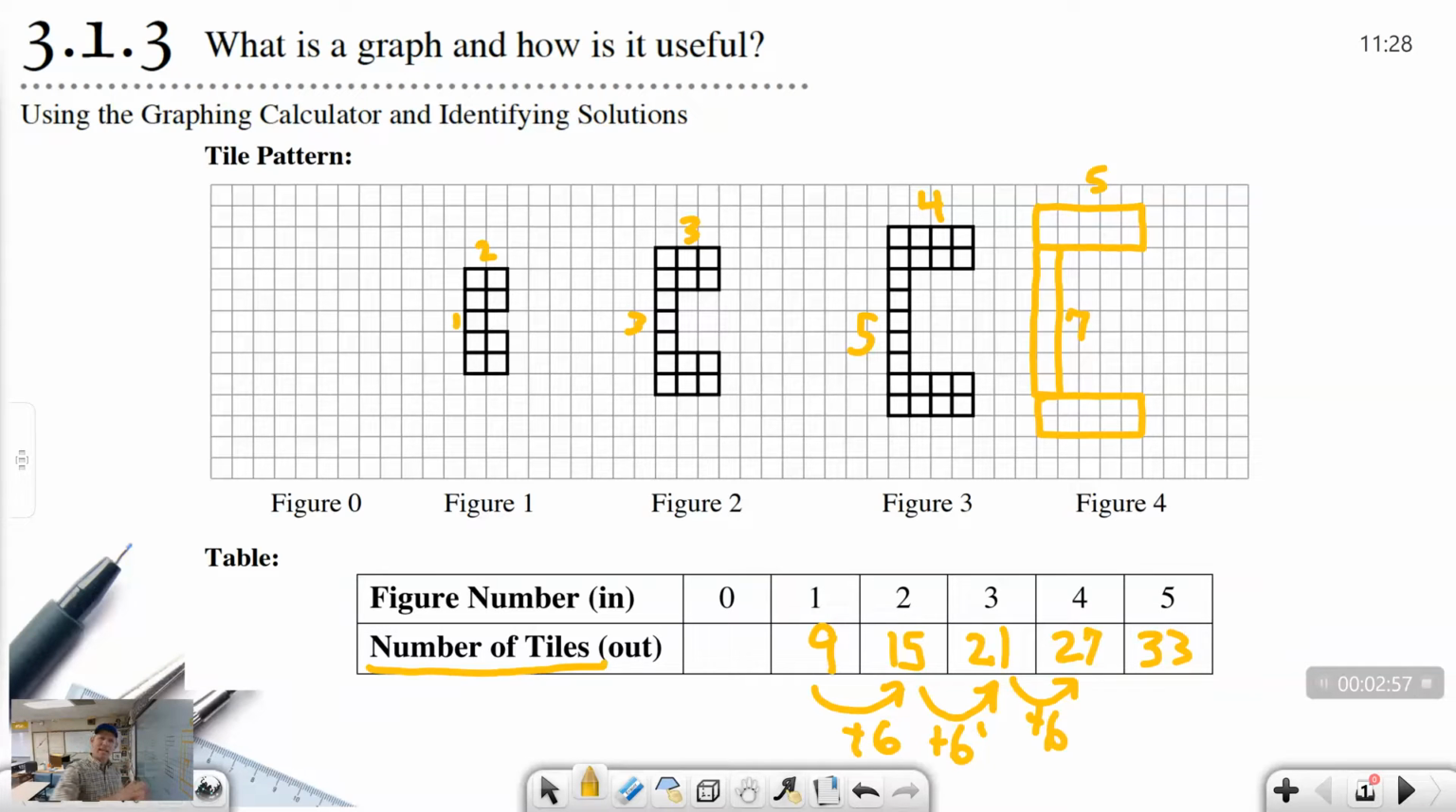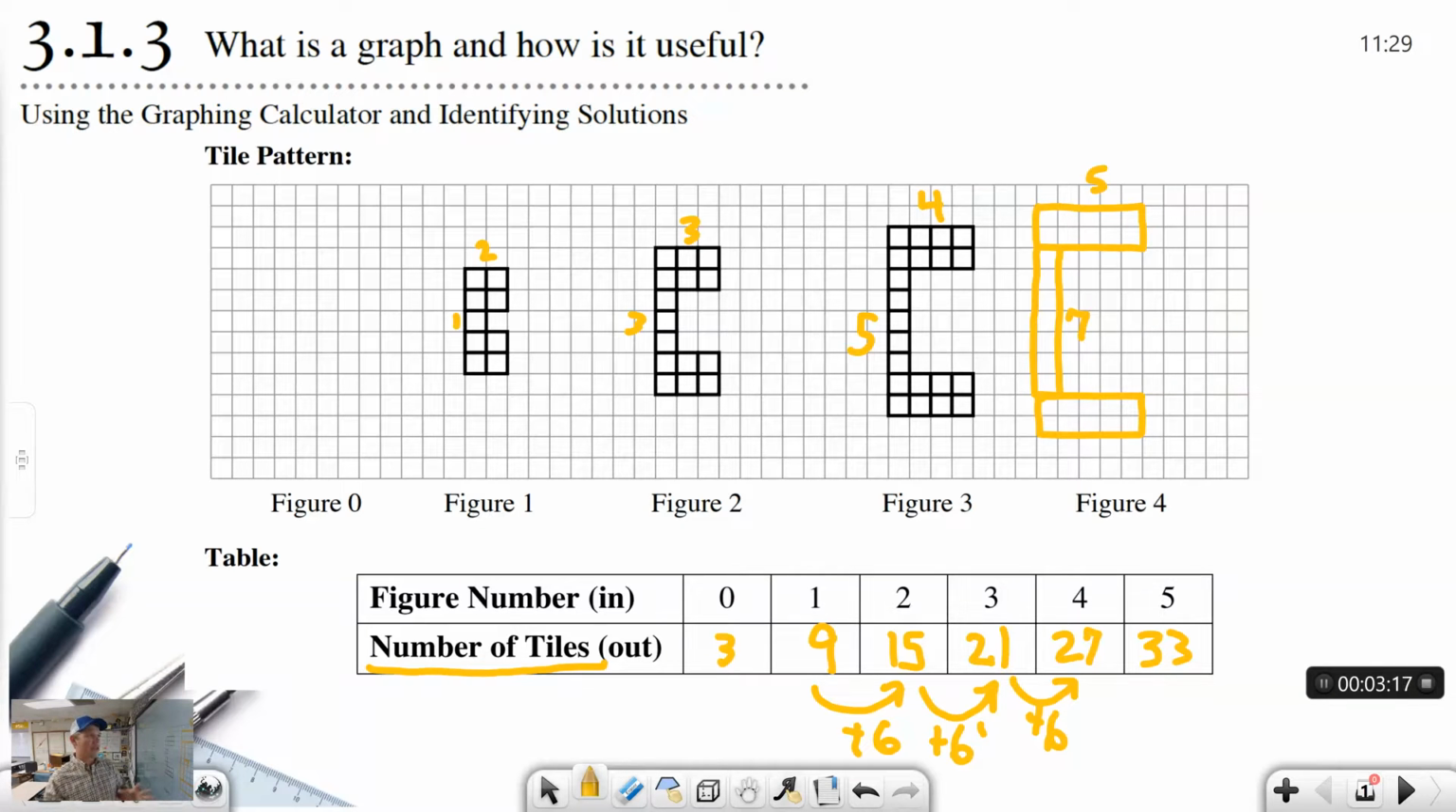Now, if it's adding 6 going up, how would I reverse that process? Well, the opposite of addition is subtraction. So I subtract 6, subtract 6, subtract 6. 9 take away 6 is going to be 3 tiles.